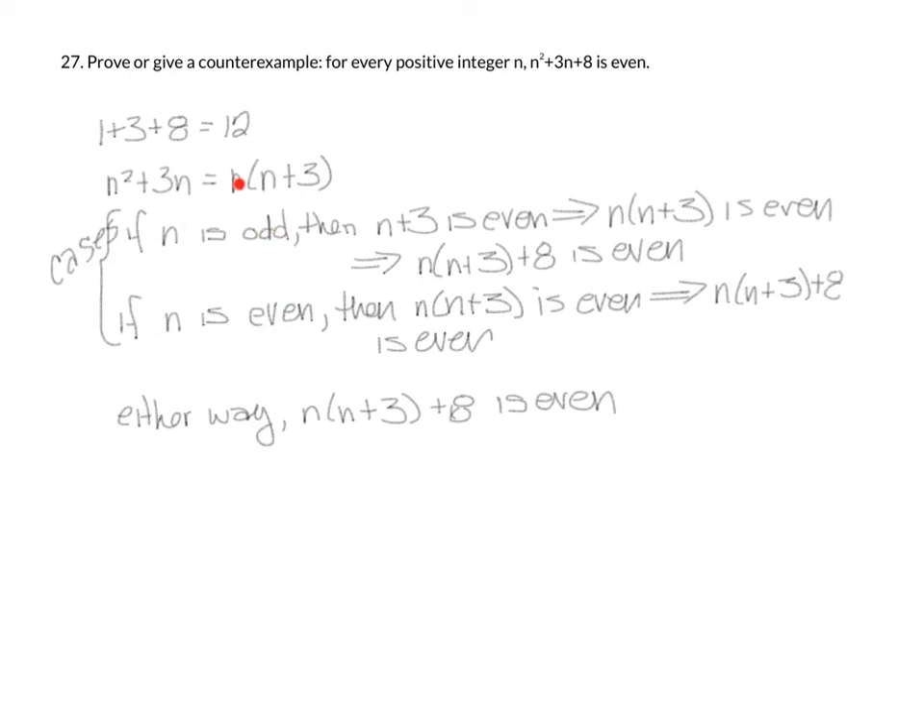And if n is odd, then n plus 3, two odd numbers added together, gives you an even, which would make the product even, and then the sum would be even. So if n is odd, this whole expression is even. Now if n is even, that would make the product even, and then the sum would be even. Either way, if n is odd or n is even, this product is even, and then the sum is even, so the whole expression is even.